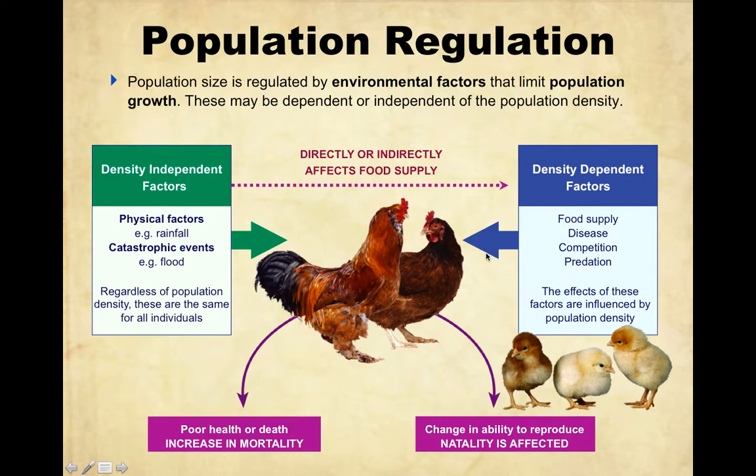So these density independent factors can sometimes directly or indirectly affect the density dependent factors. So for example, if there is very little rainfall, then the food supply tends to go down. And then that affects the hens, which then will increase mortality.